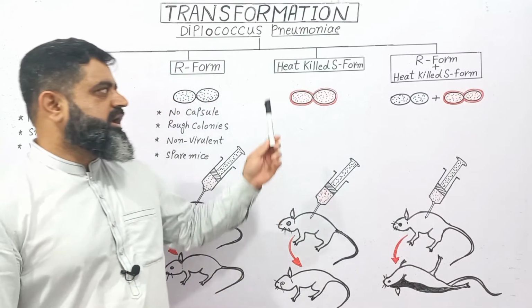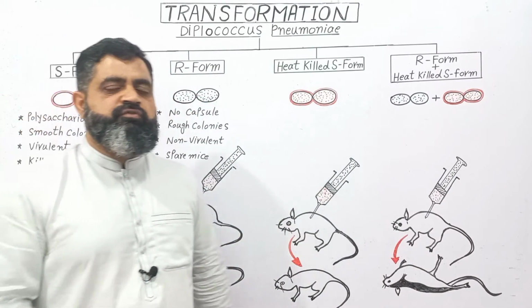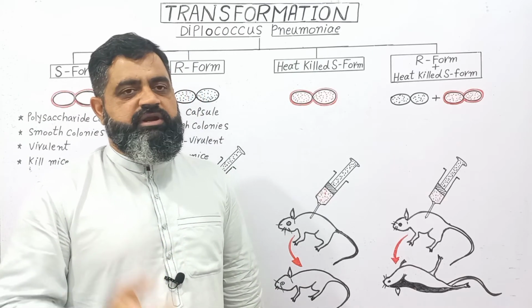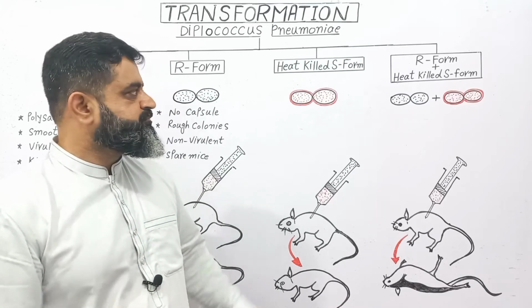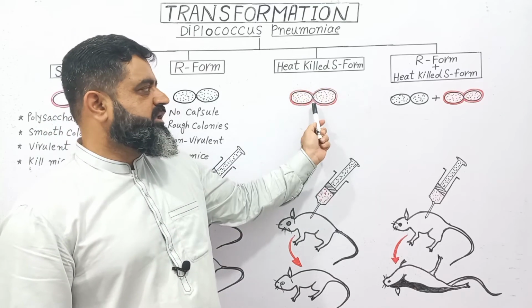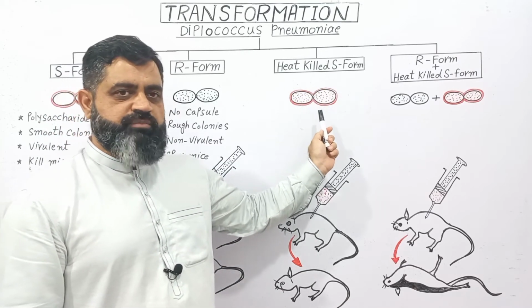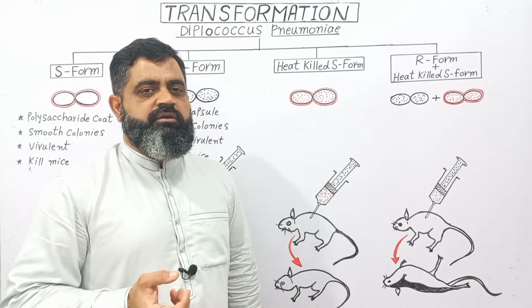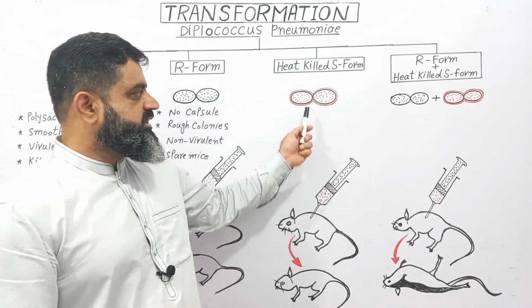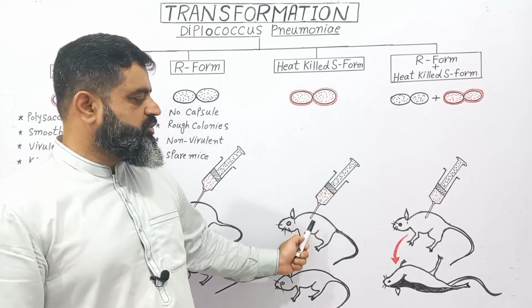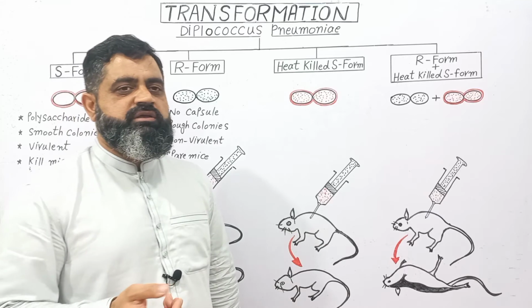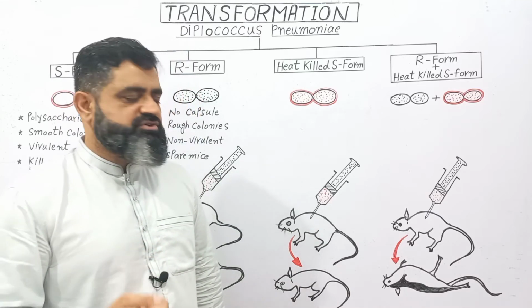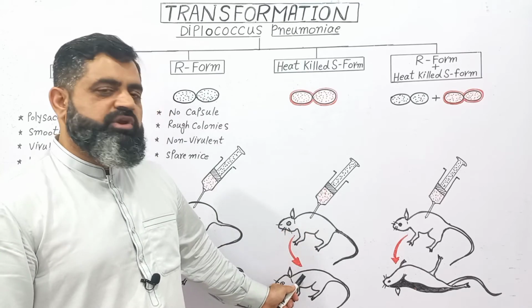He took S form bacteria, but before injecting them into the mice, he heat killed these bacteria in a test tube. So heat killed S form bacteria are still S form bacteria, but they cannot cause infection because they are dead. Griffith injected these into the mice, and as heat kills the bacteria and their virulence has been finished, the mice will remain alive.